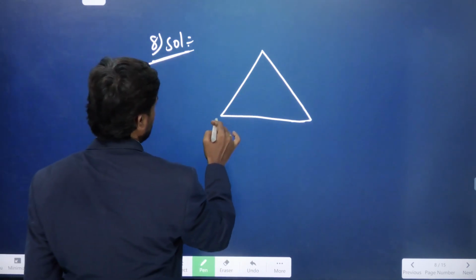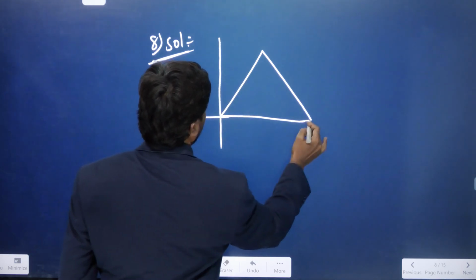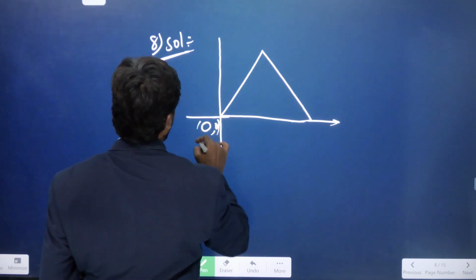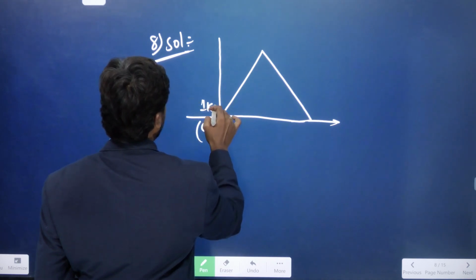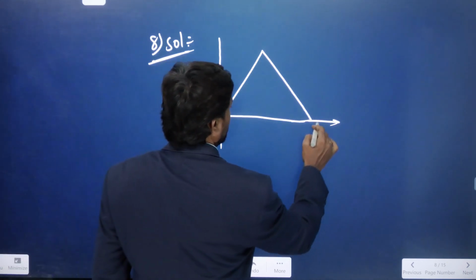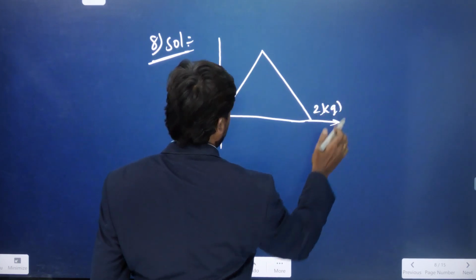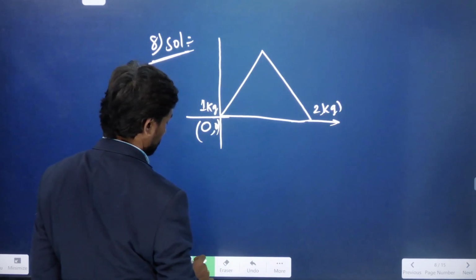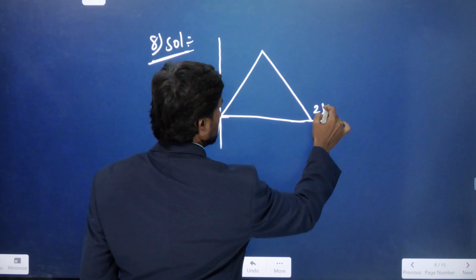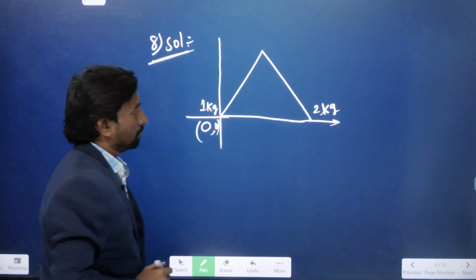See, the 1 kg mass has to be placed at the origin. Let us consider this the x-axis, and this will be the y-axis. So 0, 0. At the origin, the 1 kg mass of the block is placed, and on the x-axis, the 2 kg mass is placed. The 2 kg mass is placed on the x-axis.